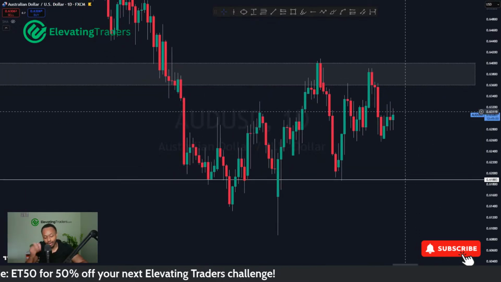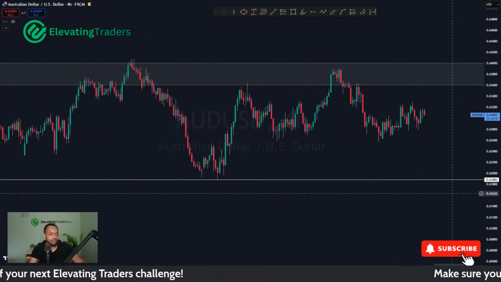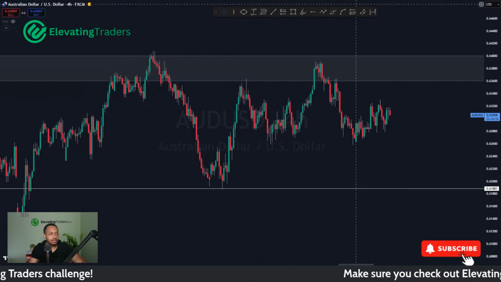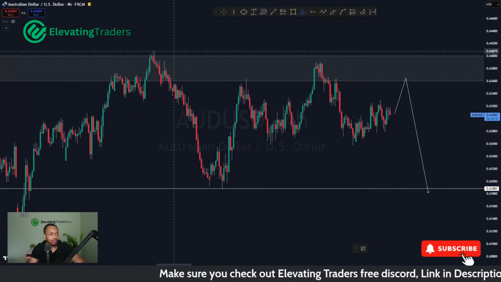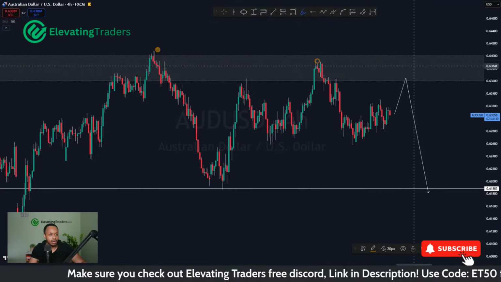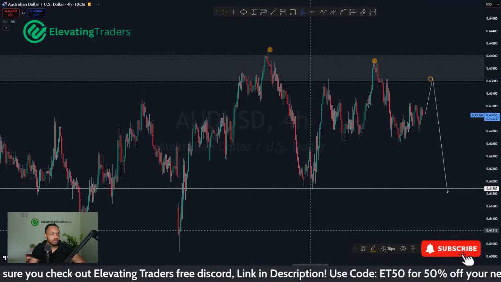So likely we might see a bit of downside there for Aussie dollar. In terms of shorts, I probably would wait to see if price can push back into resistance again before trying to take a sell. We've got one high there, second one there. Perhaps we put a third lower high before we do drop.